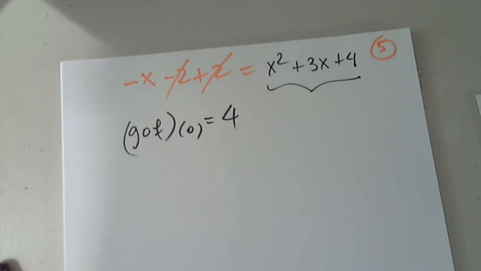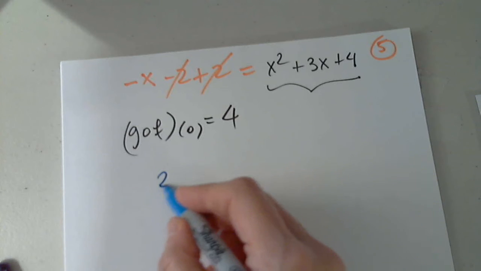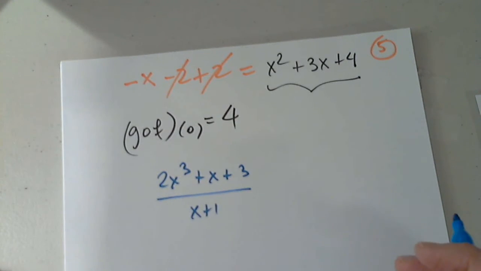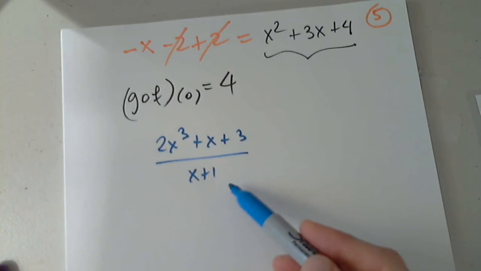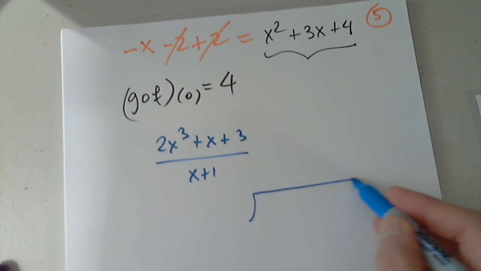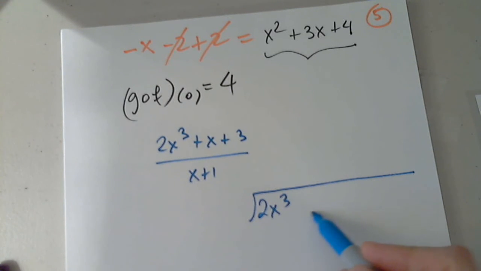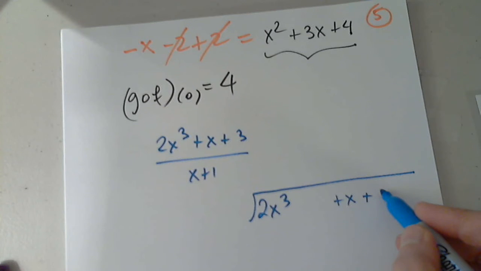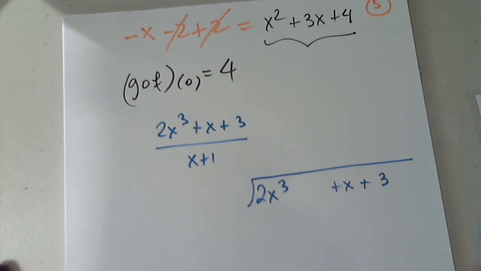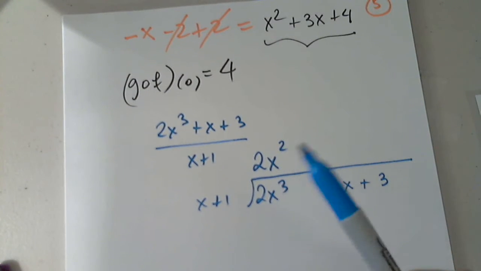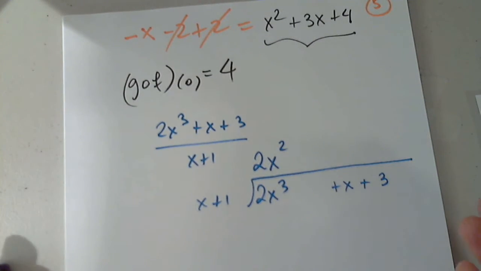So in this case, we have 2x cubed plus x plus 3 divided by x plus 1. Descending order, yes, but there is a missing term at the top. And the missing term is for x squared. So plus x and plus 3. And x plus 1. X times what is 2x cubed? It's 2x squared. At the top, I don't lie, so to speak. 2x squared times x is 2x cubed.